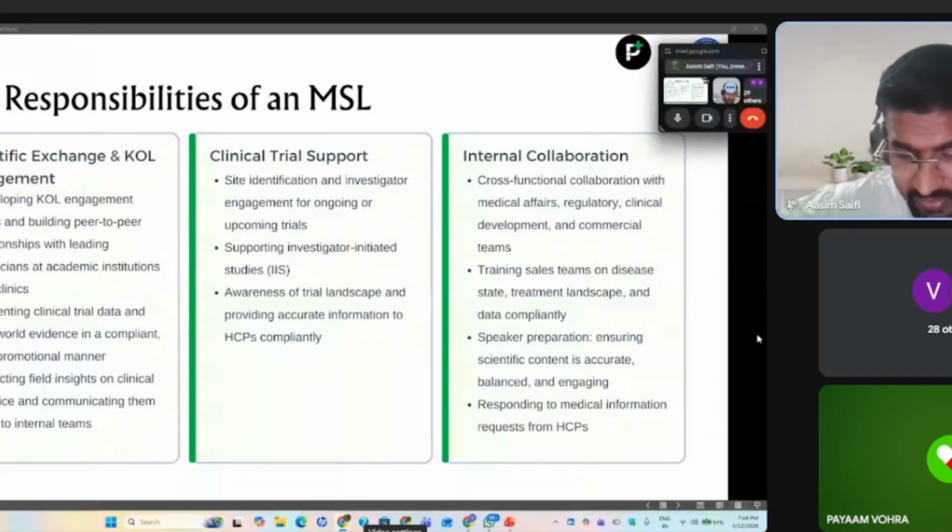The key responsibilities of an MSL. So right now, we were talking about the differentiation between medical affairs, MSLs, clinical trials, medical writers, sales, everything. Now we will come to the MSL. Scientific exchange and KOL engagement, clinical trial support and internal collaboration. These are the three major things done by the MSL, and they support in these domains. Why and what we do, let's talk about that.